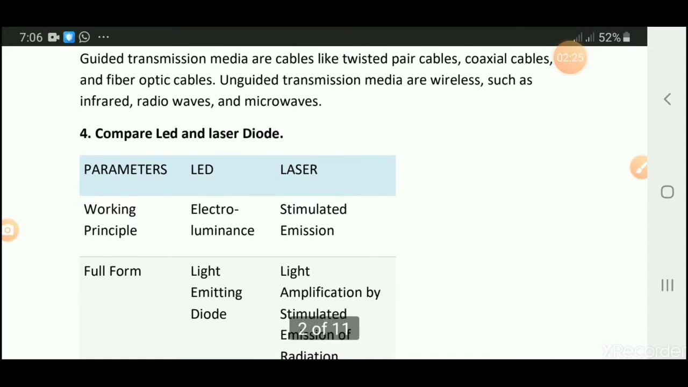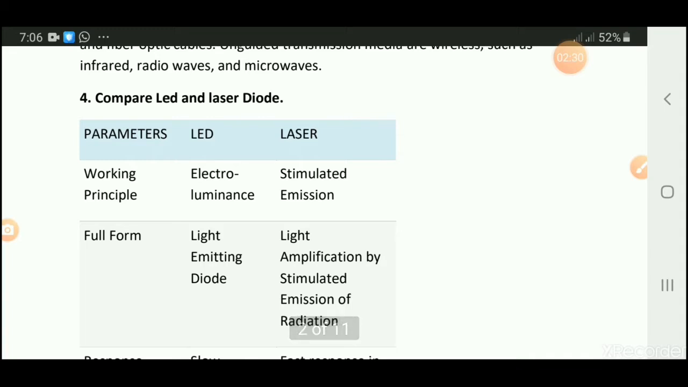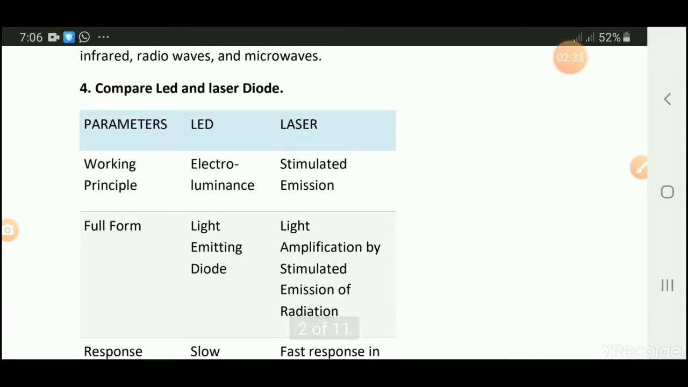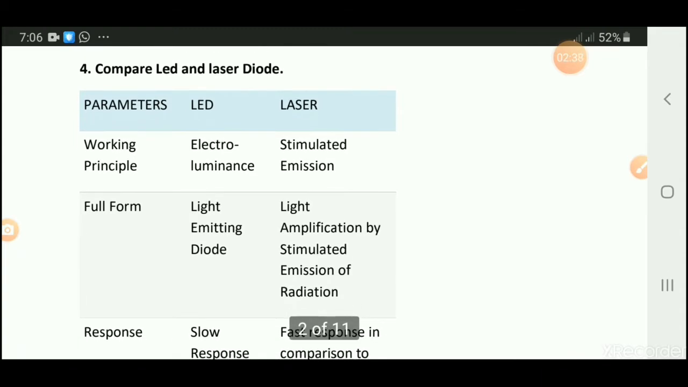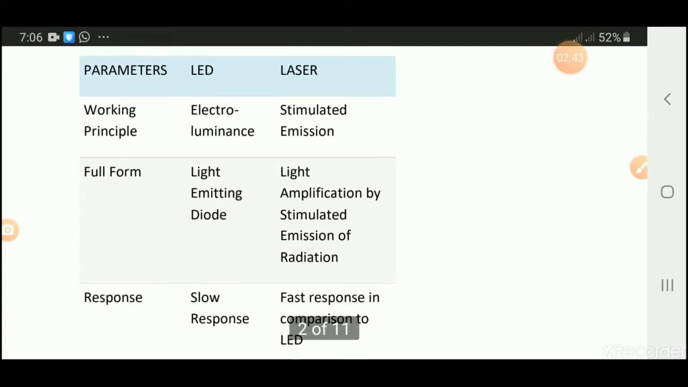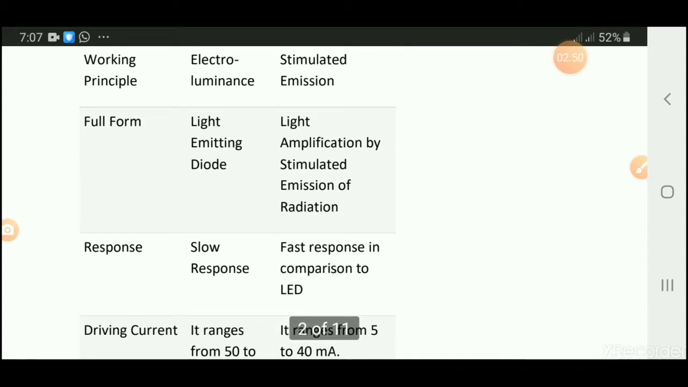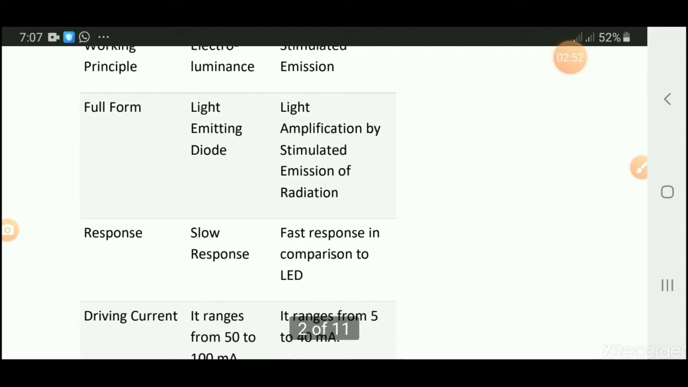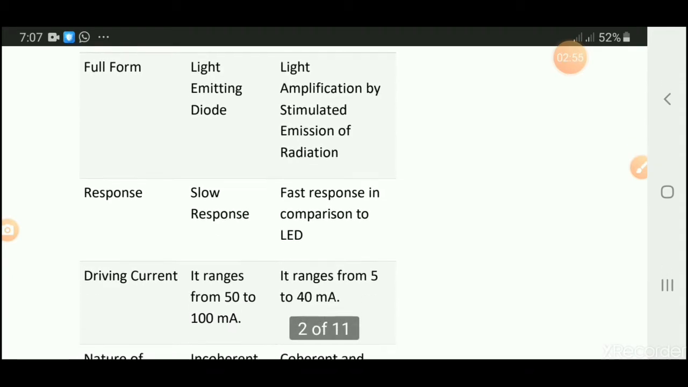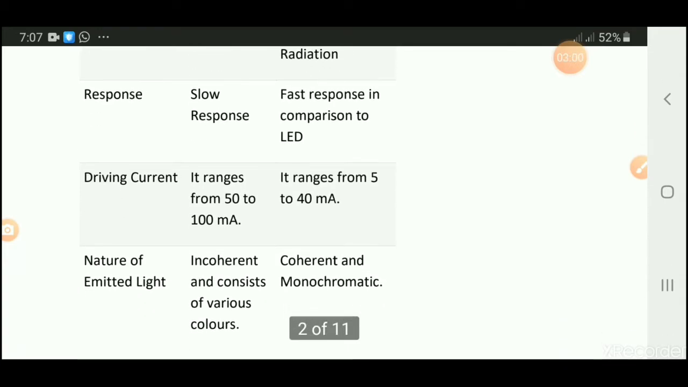Compare LED and laser diode. Parameters: LED, laser. Working principle: LED, electroluminescence; laser, stimulated emission. Full form of LED: light emitting diode. Full form of laser: light amplification by stimulated emission of radiation. Response: LED, slow response; laser, fast response in comparison to LED. Driving current: LED ranges from 50 to 100 milliamps; laser ranges from 5 to 40 milliamps.